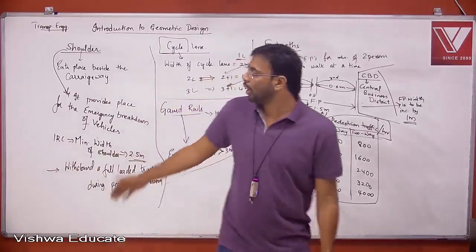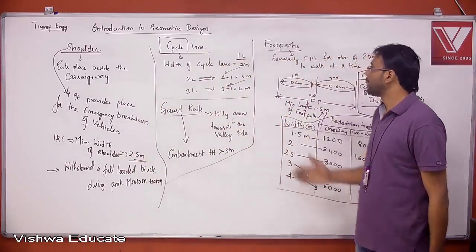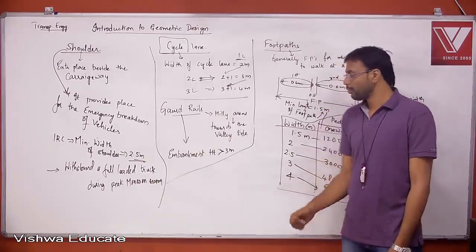So that's about the shoulder, cycle lane, guardrails, and footpaths, right? You can note it down.